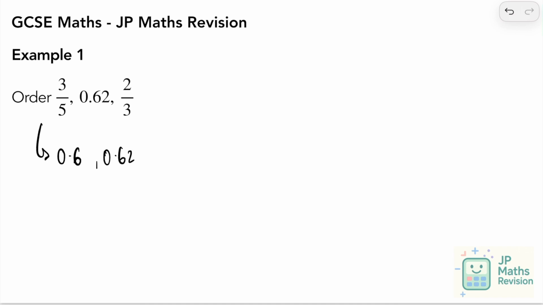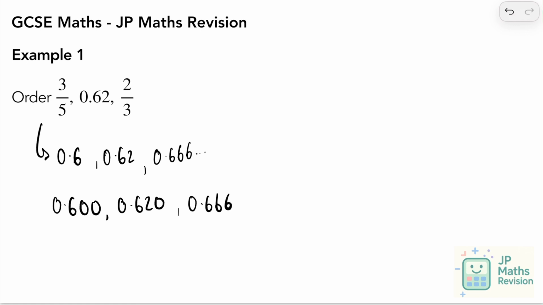0.62 is already a decimal, so we don't need to do anything there. And then 2/3 to get that into a decimal, that's going to be 0.666 recurring. So again, if you didn't know how to do that, you do 2 divided by 3. And if you use the bus stop method or something like that, you should get 0.666 recurring. So now what I could do is fill placeholders of 0, so I can make them 0.600, 0.620 and 0.666, just so it's a little bit easier to see which one's the biggest, which one's the smallest, etc.